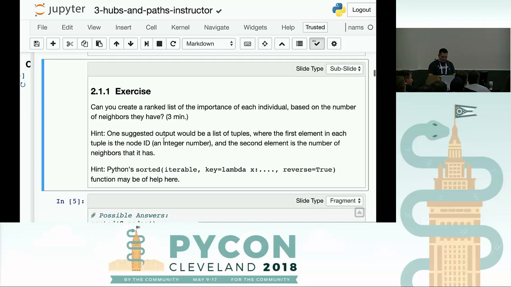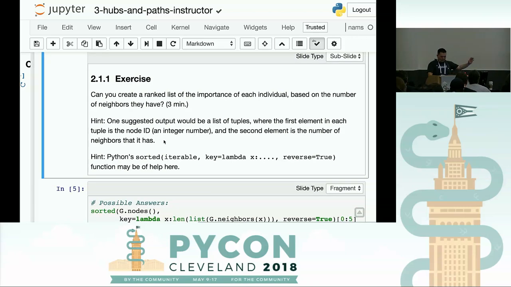This exercise is a 3-minute exercise, which gives us a very natural way to go into the break. I would like you to attempt exercise number 3. This room should be noisy.